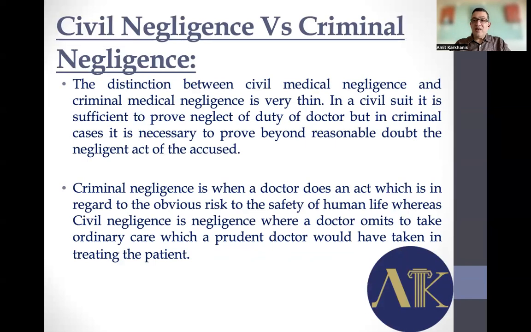So, in a criminal case, there has to be an element of mens rea where the doctor has to be deliberately negligent. The prosecution has to prove to the court that the doctor was deliberately negligent. He did that act or deed deliberately. Criminal negligence is when a doctor does an act which is in regard to an obvious risk to the safety of human life, whereas civil negligence is negligence where a doctor omits to take ordinary care. So the difference between civil and criminal is risk and ordinary care.